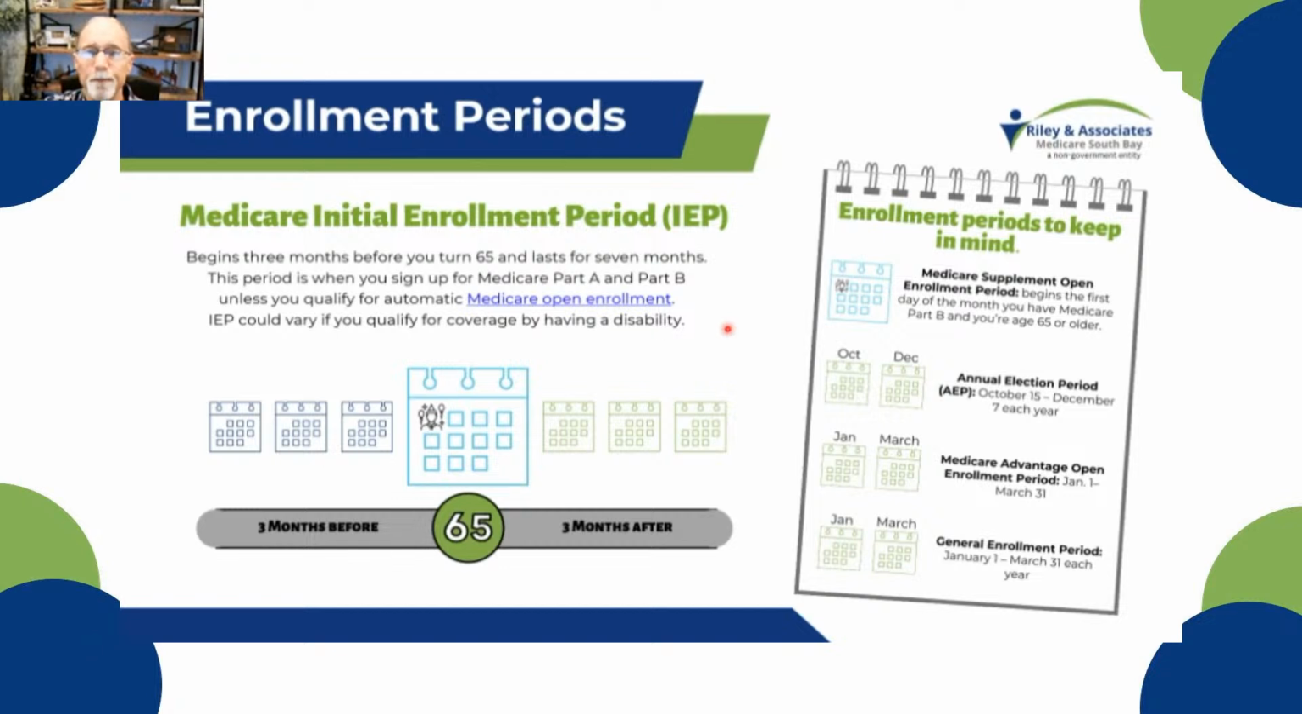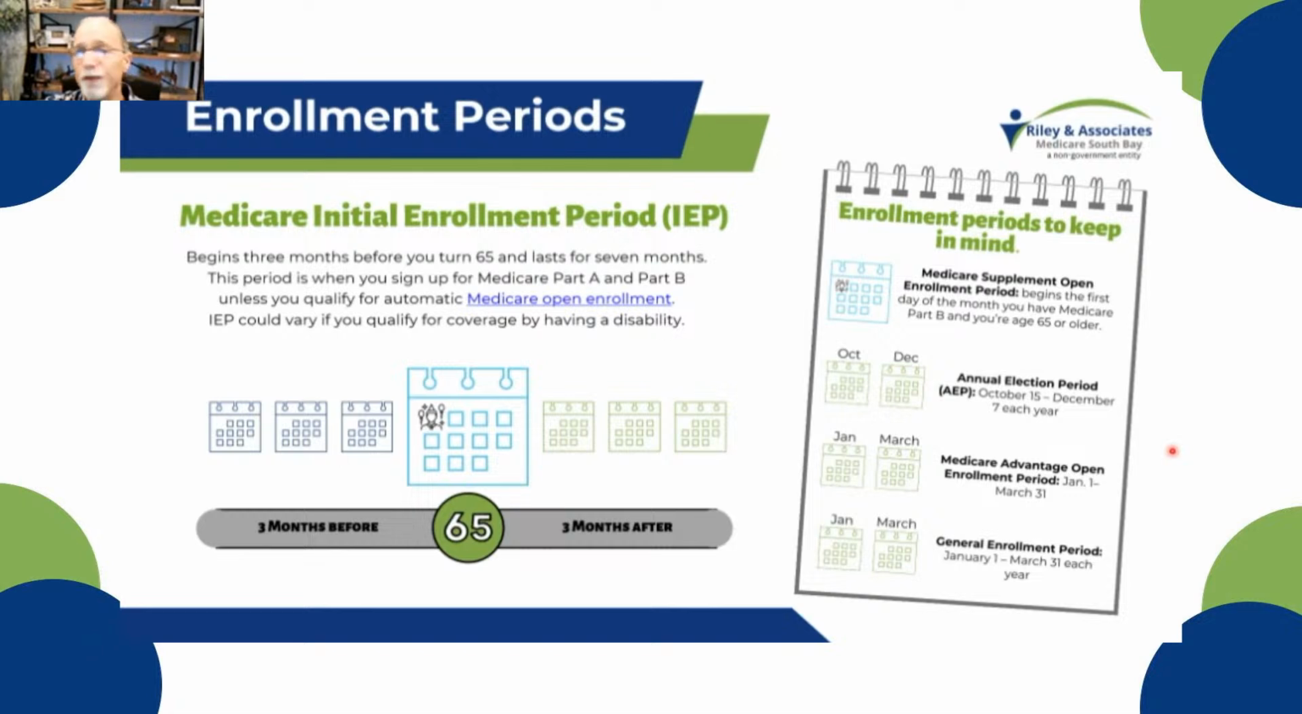So when you sign up for original Medicare Part A and Part B, they actually give you a 7-month window. It's 3 months prior to your birthday month, the month of your birthday, and 3 months after. But as I mentioned, ideally, you should sign up 2 to 3 months prior to your birthday, so your Medicare can go effective on the first day of your birthday month.